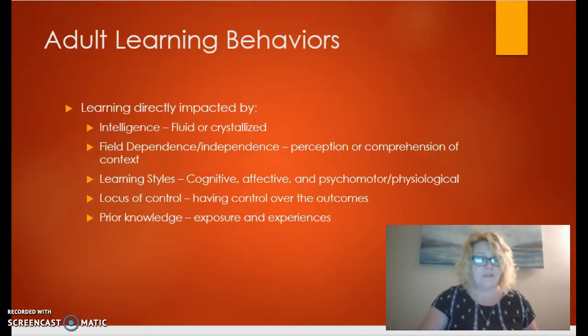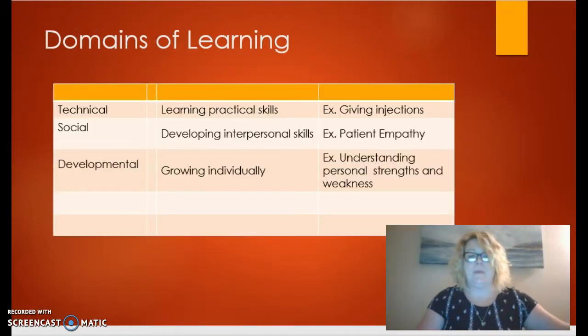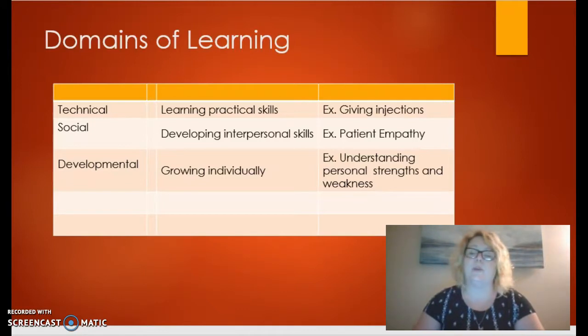Let's move on to domains of learning. So how do we learn? A couple of different ways, and being in career tech education, adult education, and even working with those non-traditional students, different domains of learning. One, technical. That's when you actually learn those practical skills.